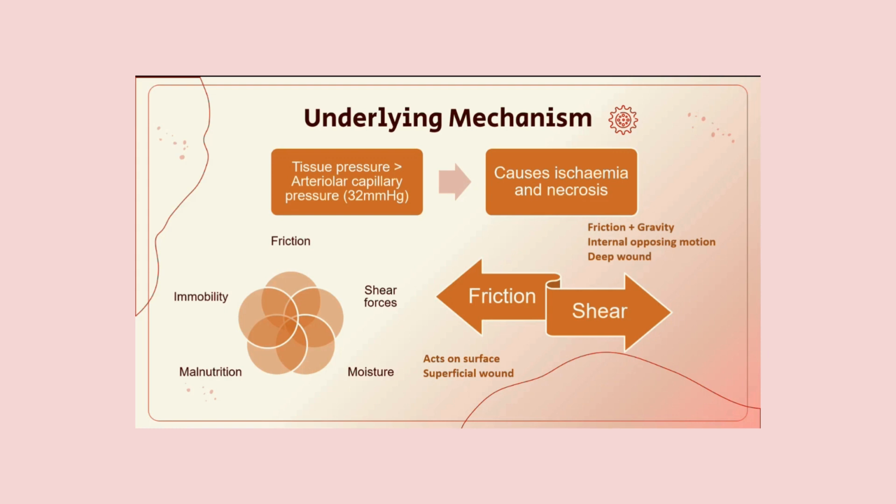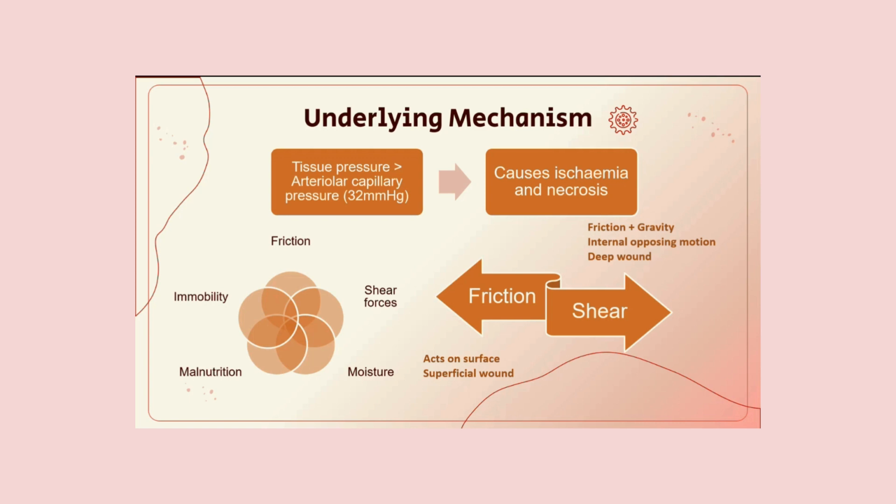So now we will come to the underlying mechanism of pressure ulcers. The basic thing is that the arterial capillary pressure ranges from 30 to 32 millimeters of mercury. When the tissue pressure exceeds this capillary pressure, there will be a loss of blood flow, which in turn causes ischemia and necrosis. The other underlying causes of pressure ulcer mechanism are friction, shear forces, moisture, malnutrition, and immobility. In normal people, say like you and me, if you are lying in the same position for a very prolonged period, due to ischemia we will feel some discomfort or pain.